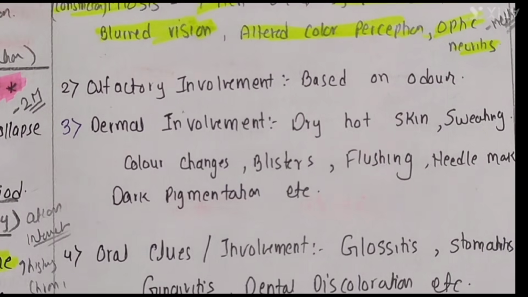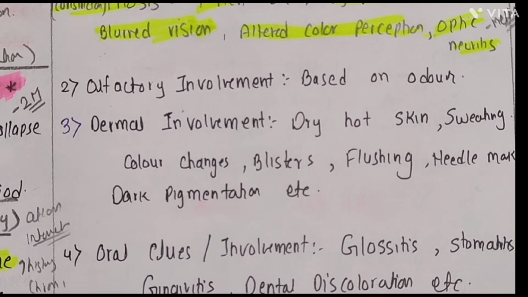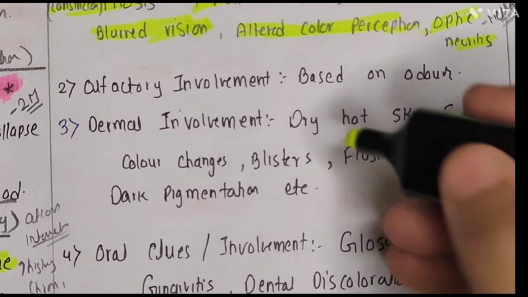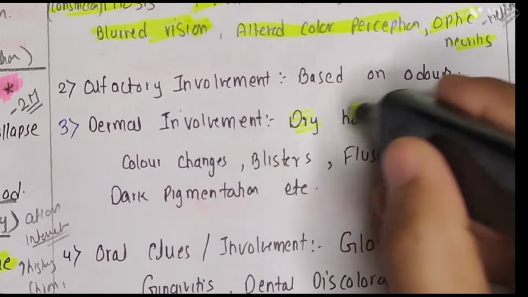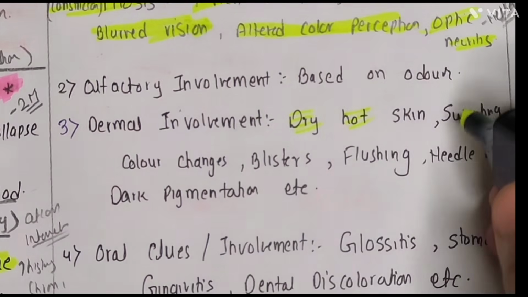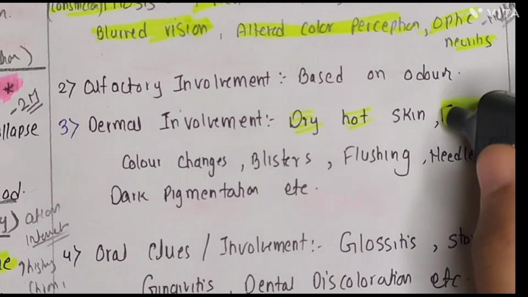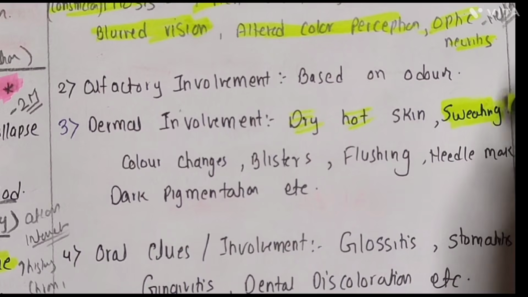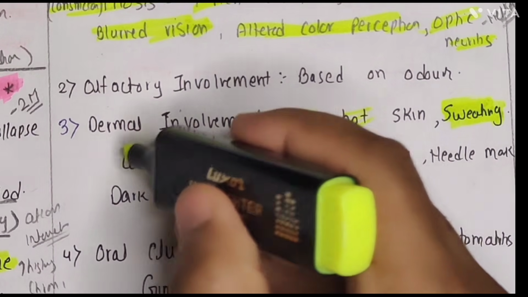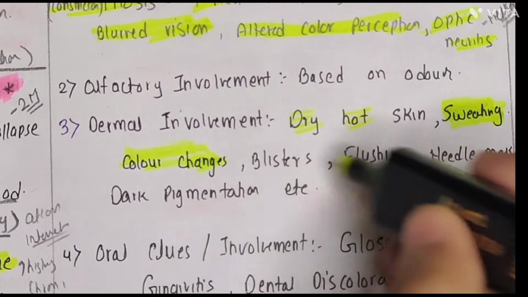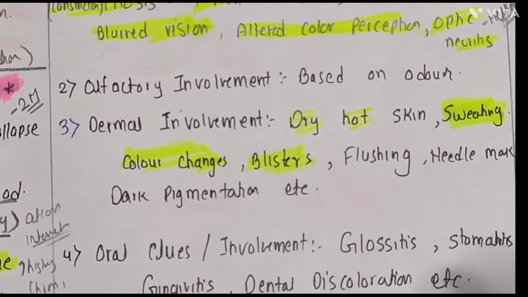Then dermal exposure, once the skin is exposed, then there may be dry skin, may be hot, then there may be excessive sweating. This is called diaphoresis or perspiration. Then there may be color change in our skin. We may have blisters, papules, macules, right? Everything we are going to discuss.